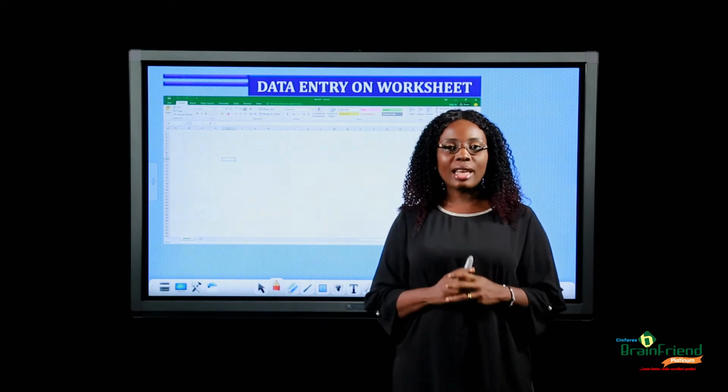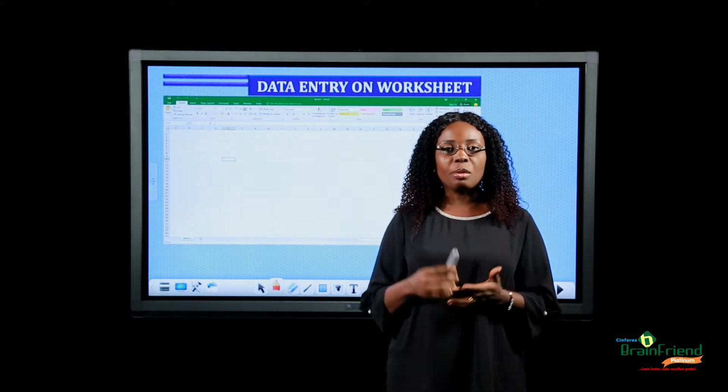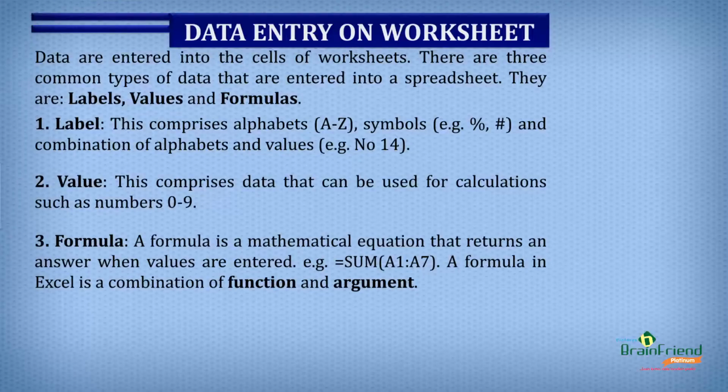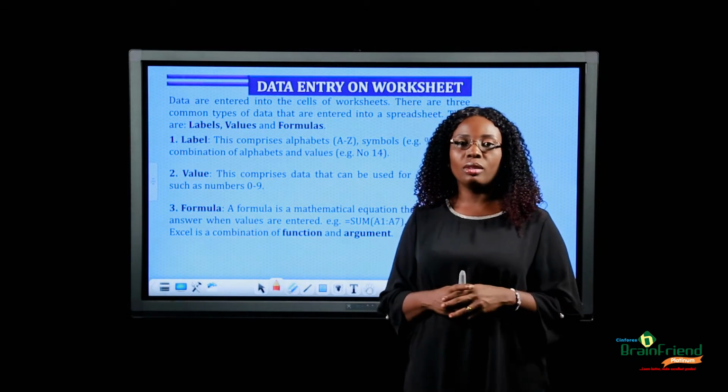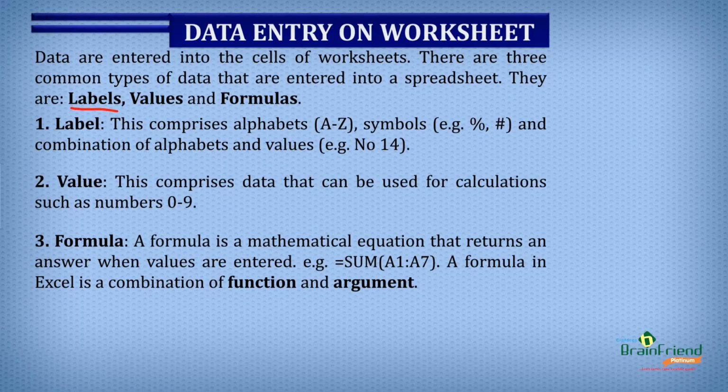But before we go into data entry, let's look at the different types of data. Three types of data can be entered into a cell. They are labels, values, and formulas. What are labels? A label comprises alphabets, symbols, and the combination of alphabets and values. The second type of data that can be entered on a worksheet is value, and values are simply numbers. And lastly, we have formulas.